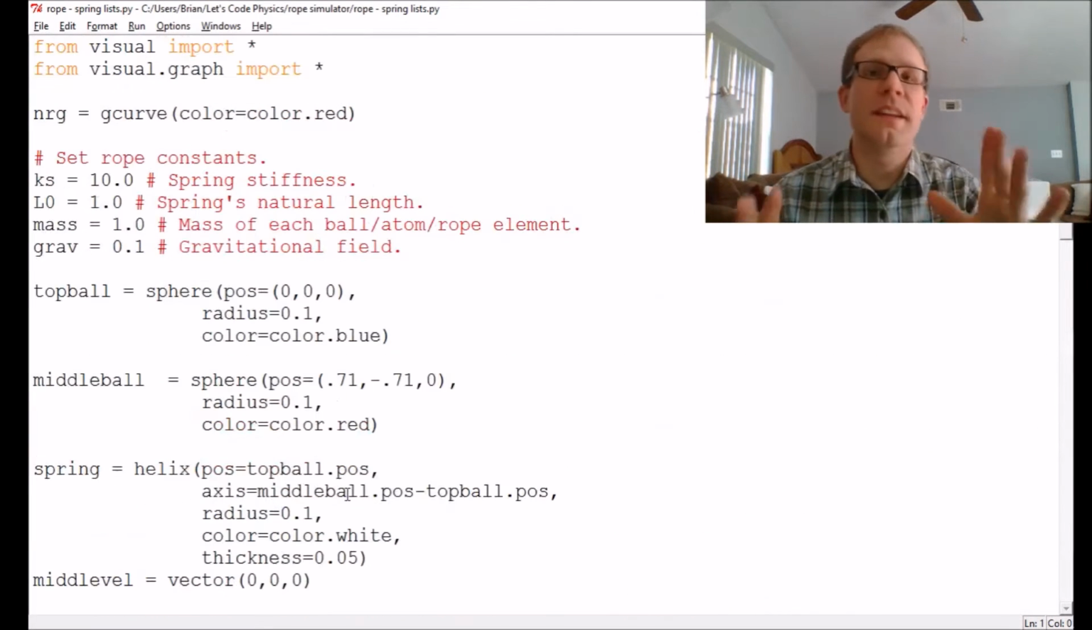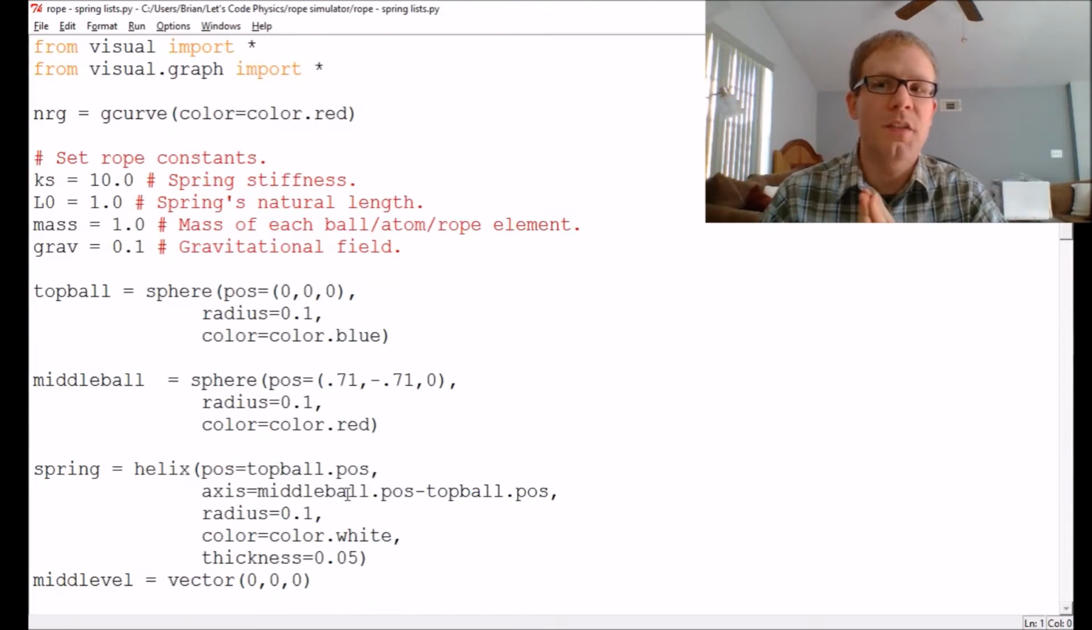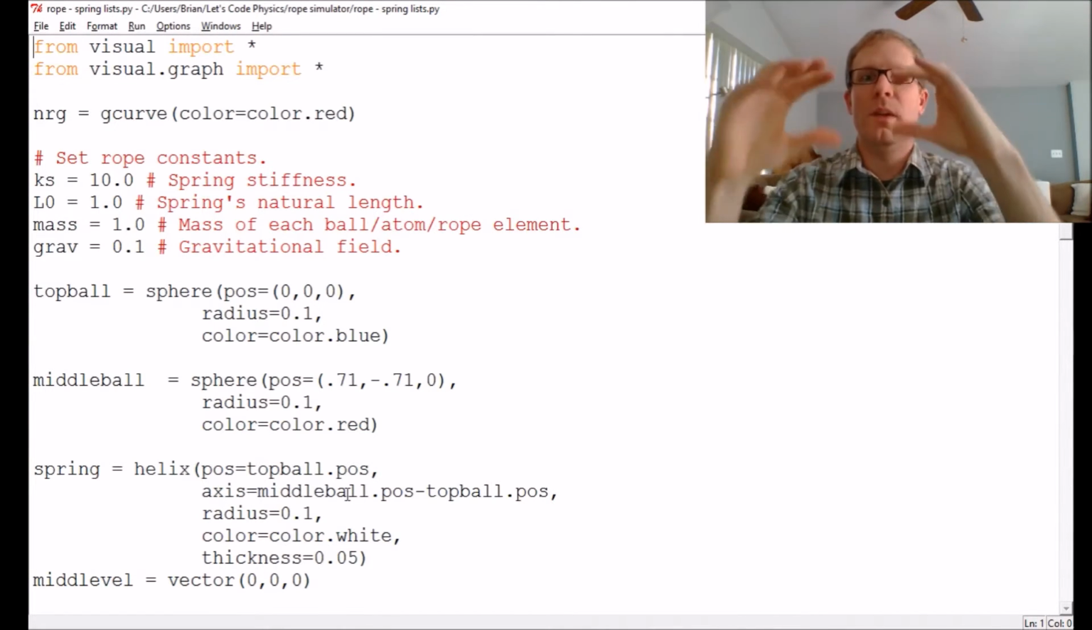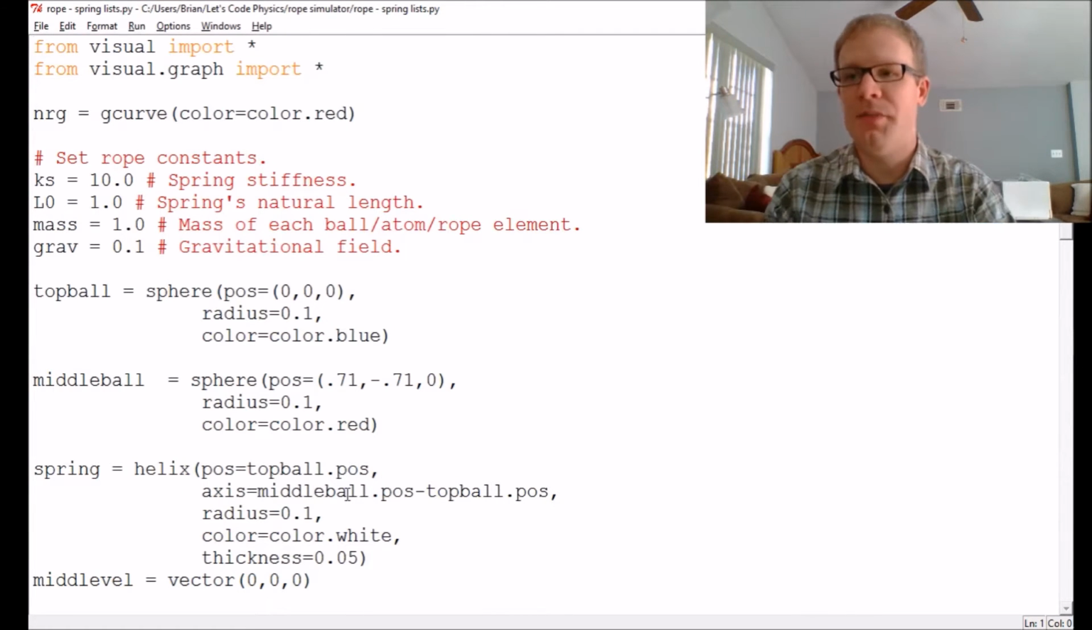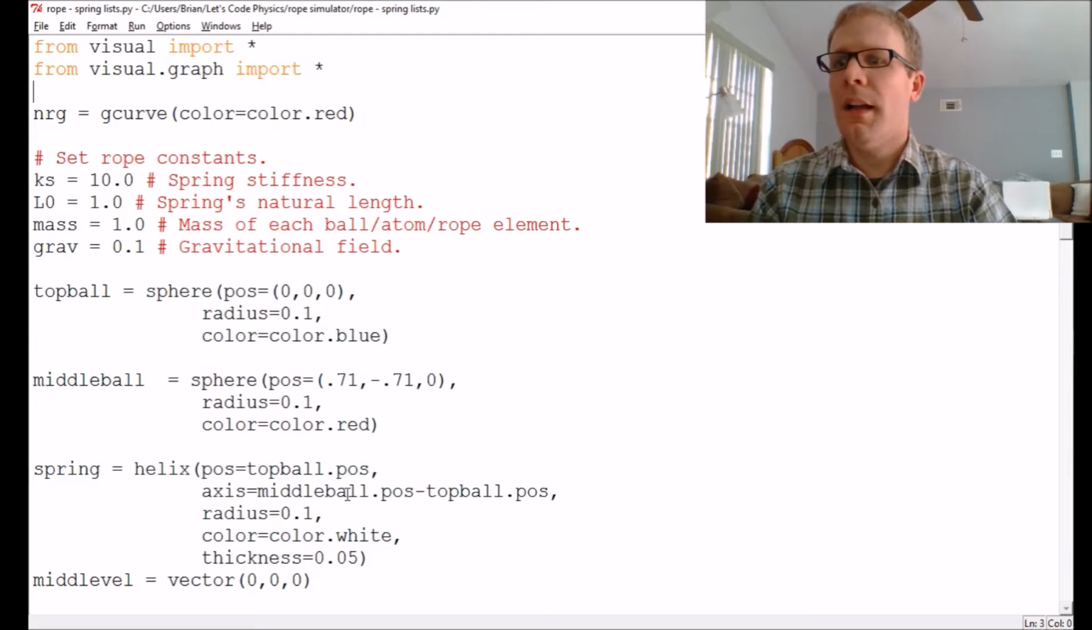And so this is where a list is really handy. So what I'd like to do today is take this code that I've sort of put in one piece at a time and make it more list-based rather than individual object-based. So let's start from the beginning.